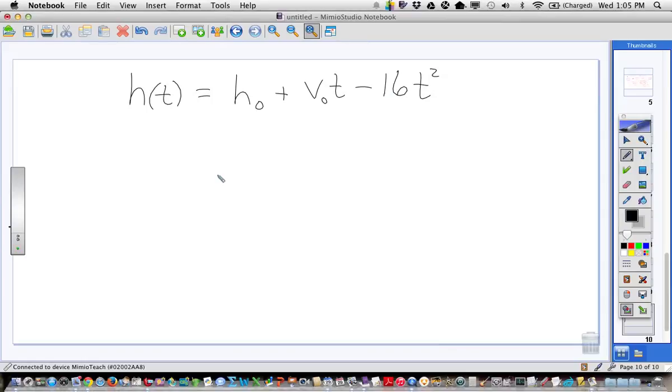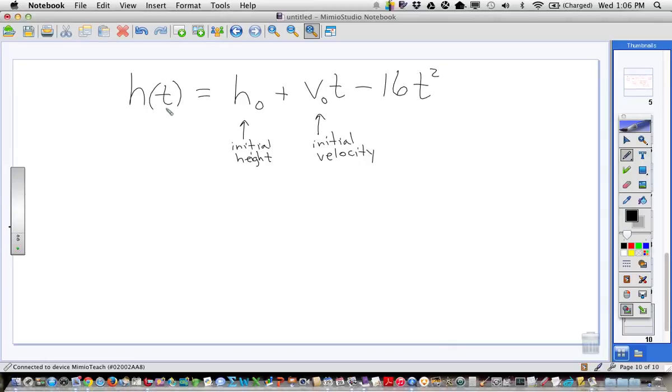Now, h sub 0 is your initial height. So this is the height that you throw the object from. And v sub 0 is your initial velocity. So if you just drop the ball, the initial velocity is 0. You throw it up or you throw it down, it would have an initial velocity. Throw it up, it'd be a positive initial velocity. Throw it down, it'd be a negative initial velocity. Okay, so that's what those two parameters are there.